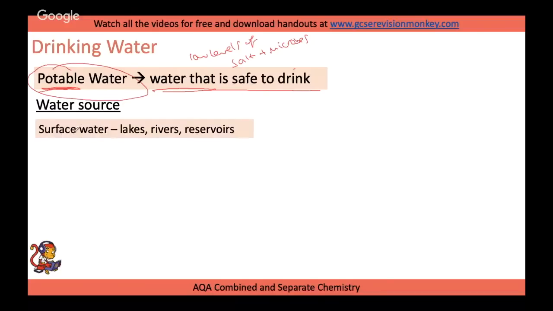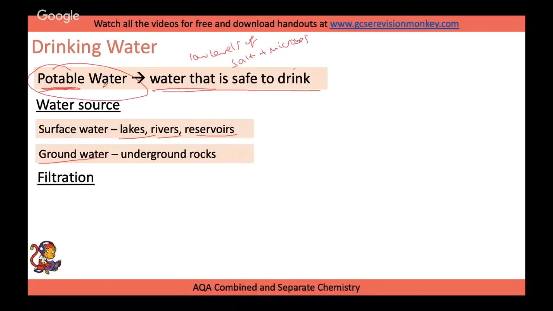Water sources. So surface water is one. In the UK, we have lots of surface water. We have lots of lakes, rivers and reservoirs to collect our fresh water, which is our rainwater in. We could also get water from groundwater, so underground rocks where water is stored. And to make sure it is potable, we have to go through a process of filtration. So a large wire mesh, which will get rid of large objects like twigs and, I don't know, trolleys, plastic bags, bottles, whatever else has been chucked in the river.